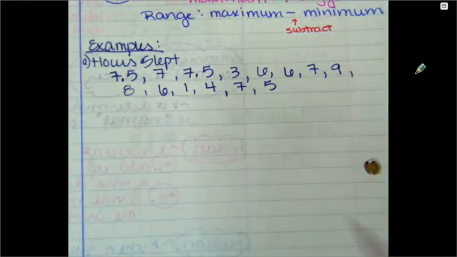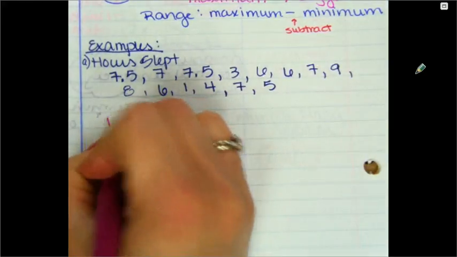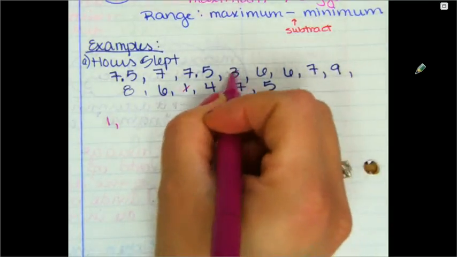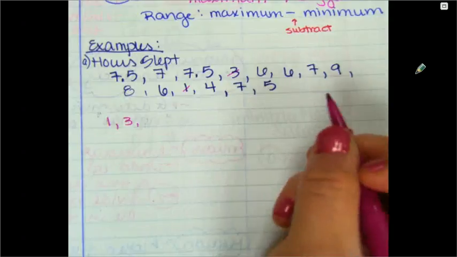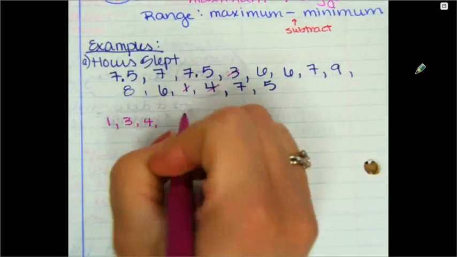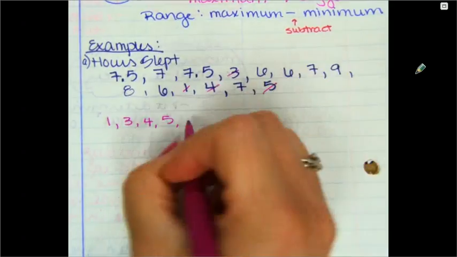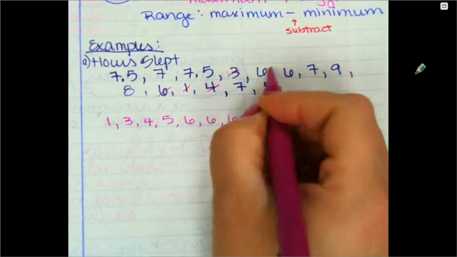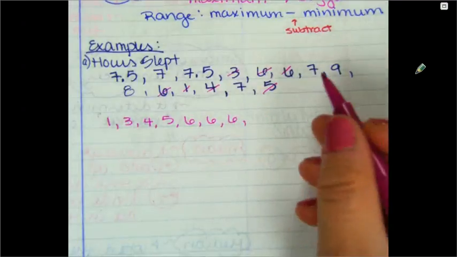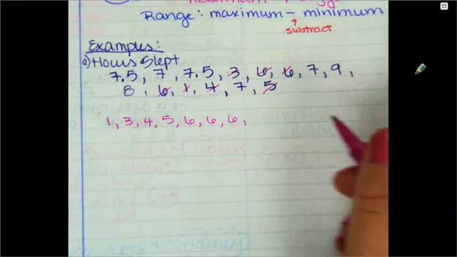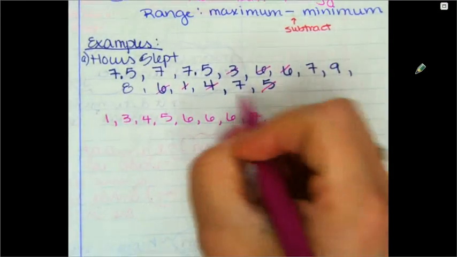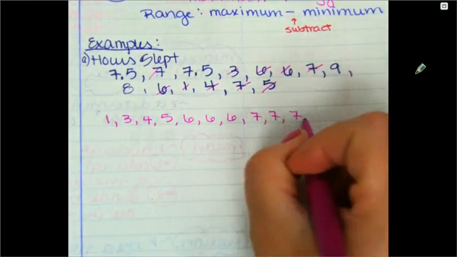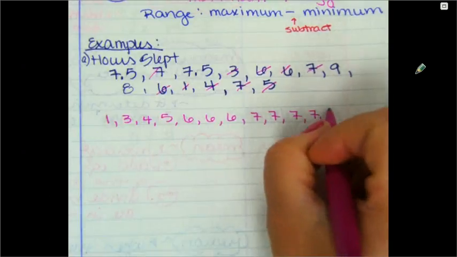Alright, what's the first number? 1. And then? 3. And then? 4. 5. 6. How many times? 3. Thank you. You guys are special. 7. 3 sevens? Okay.